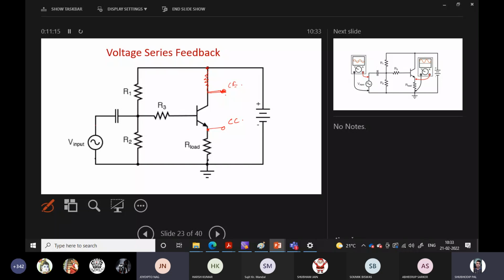Sir, in this diagram, the initial diagram, the emitter is connected to both the output and the input. So will it not be common emitter? Why is it common collector then? For common emitter configuration, this is grounded, the load resistance is connected here, and VCC is connected here.